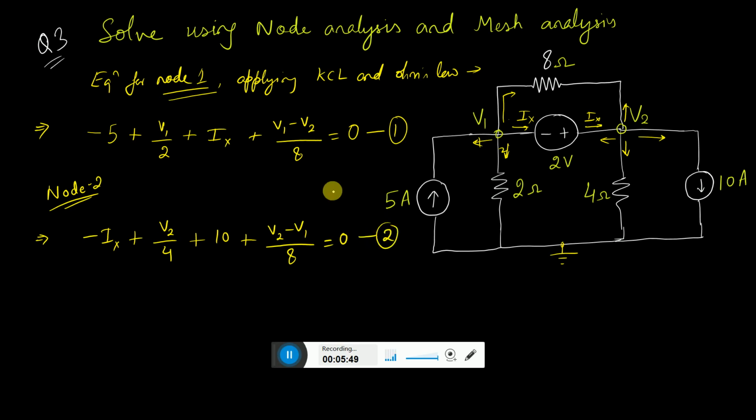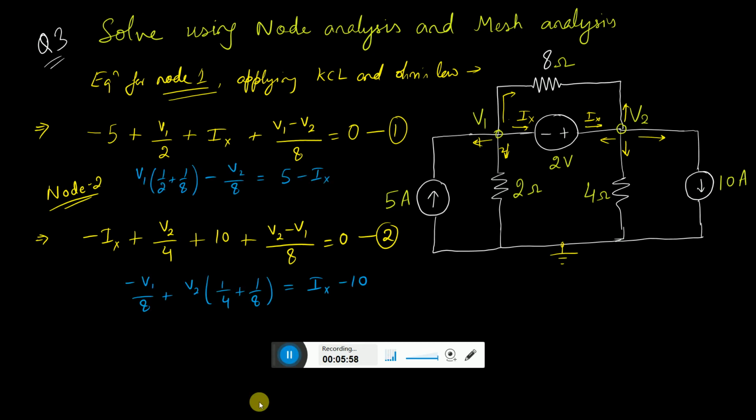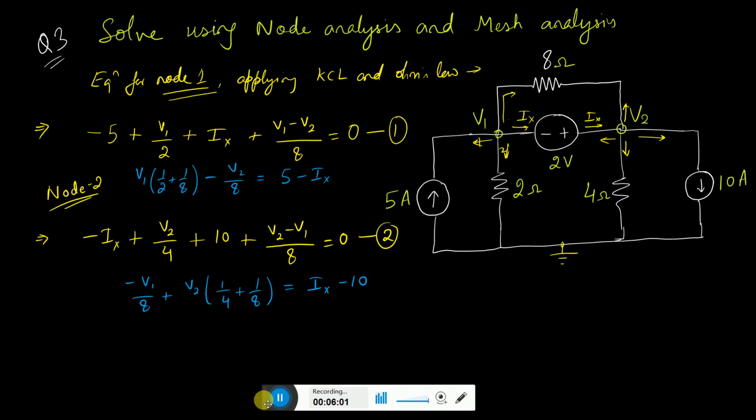So we get two equations now. What we are going to do is add these two equations and write down the value after that. I write the first equation in this form: V1, we can take the coefficient 1 by 2 plus 1 by 8 common, and V2 has coefficient minus 1 by 8, equal to this 5 will go on the right hand side, so 5 minus Ix. So this is equation 1. This equation can be rewritten like this, and equation 2 also can be rewritten.